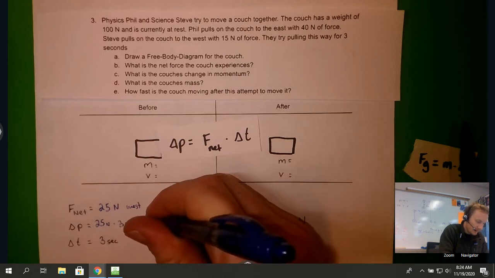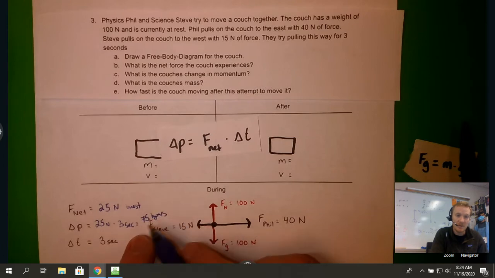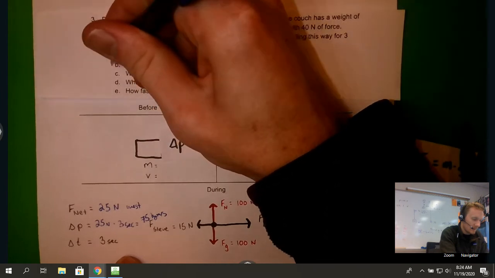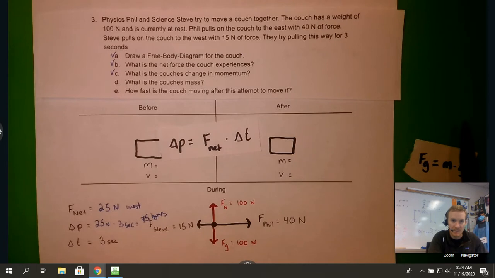Okay, so 25 times 3 gives us 75. Sorry, I'm running out of room here. Okay, 75, and because this is momentum, it's going to be kilogram meters per second. So that takes care of this first bit. Now we want to know what is the couch's mass.